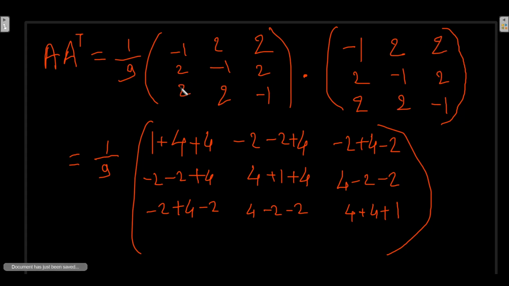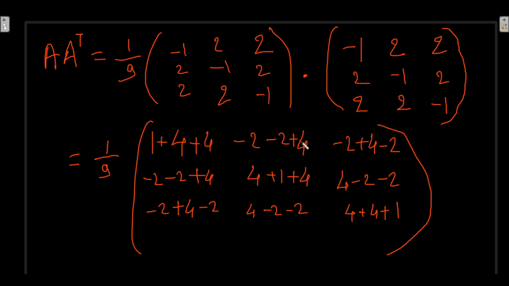So what will happen? 2 multiplied by 2 became 4. Minus 1 multiplied by minus 1 became plus 1. So this is what we got. Then 4 plus 1 is equal to 9.